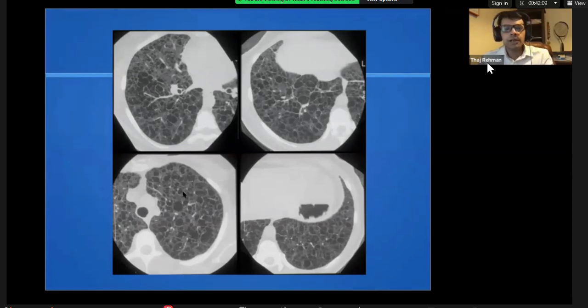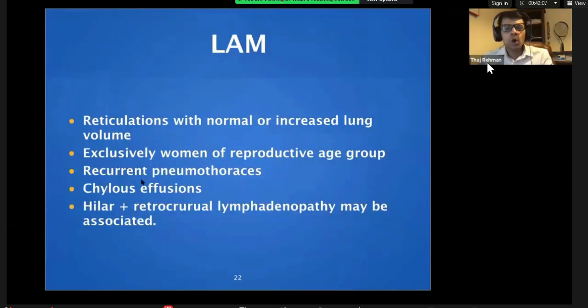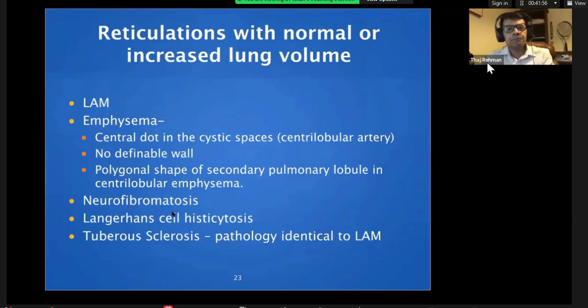Lymphangioleiomyomatosis. So LAM: reticulations with normal or increased lung volume, exclusively in women of reproductive age group. They can present with recurrent pneumothorax and chylous effusion, and hilar or retrocrural lymphadenopathy may be associated. These are the differentials of reticulations with normal or increased lung volume: LAM, emphysema, we'll go through emphysema in detail later, neurofibromatosis, LCH, and TS, which is pathologically identical to LAM.